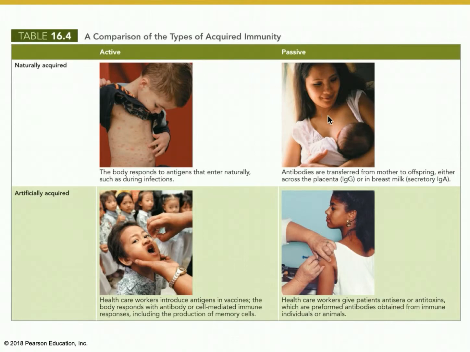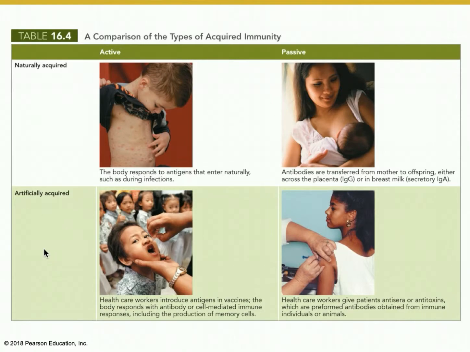Another normal or natural process by which people can acquire immunity is, in this case, the baby who is acquiring antibodies either from across the placenta, and those would be those IgGs, or here while the infant is nursing, it's present in the breast milk, and this would be secretory IgA antibodies. So the baby's not producing those antibodies himself or herself, but is instead passively acquiring those from the mother. But these are both natural processes.